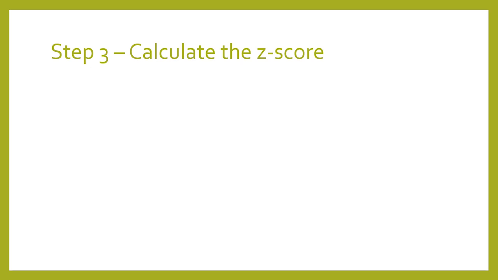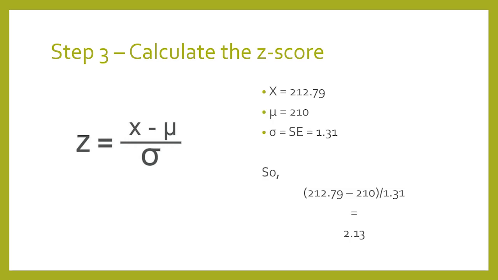To find the z-score, we'll take our sample mean minus the expected mean from our null hypothesis and divide by the standard error. For this problem, this would be 212.79 minus 210 divided by the standard error, which we just calculated, as 1.31. Remember to use the standard error here and not the standard deviation. Using this equation, we get a z-score of 2.13.